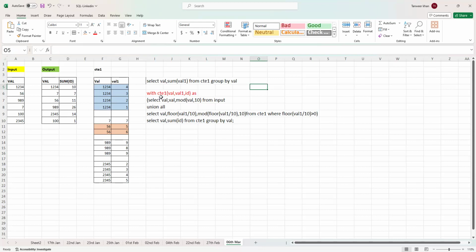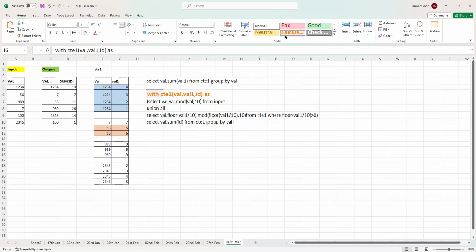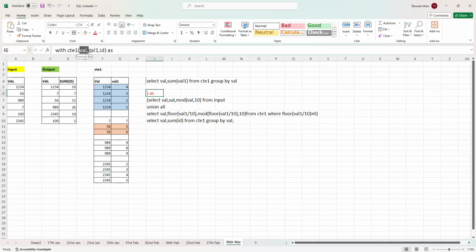And I've already explained that as a user, you have full freedom. You can write anything here. I have a habit of writing CTE1, CTE2, CTE3, but it's purely your wish. You can write any name here. And in the recursive CTE, we keep these placeholders. Here I'm using val, comma val1, comma ID. Again, you have full freedom. You can use any name here. All these things I have already covered in the regular recursive CTE classroom sessions, right?